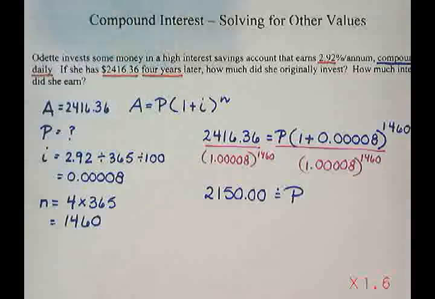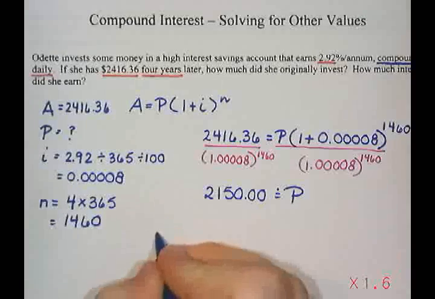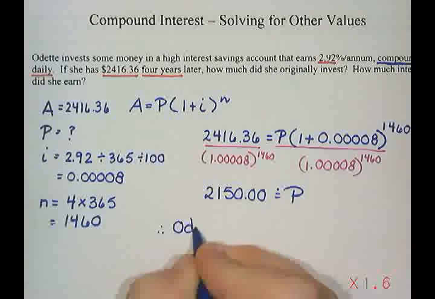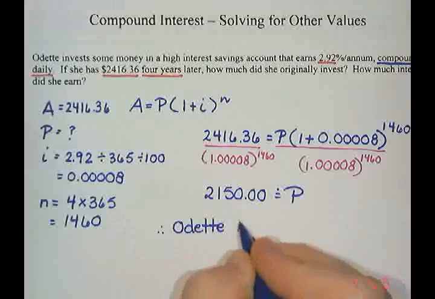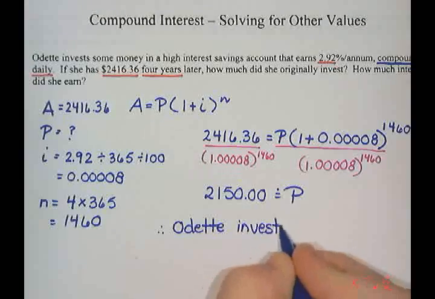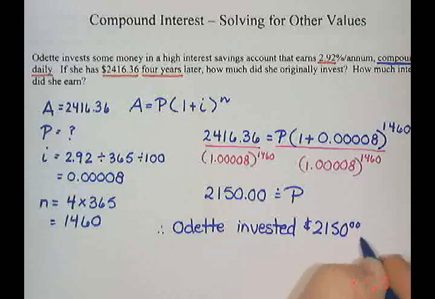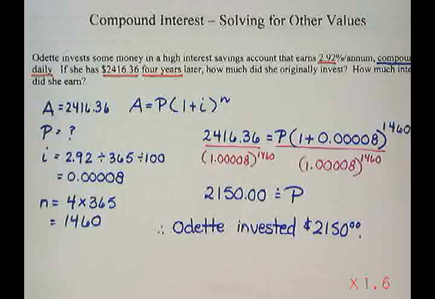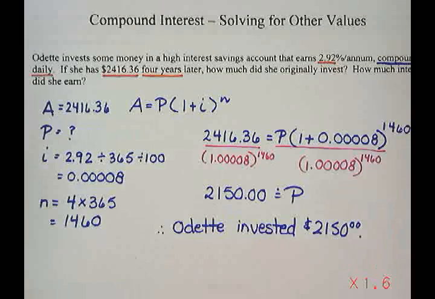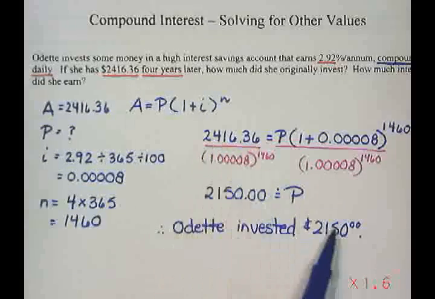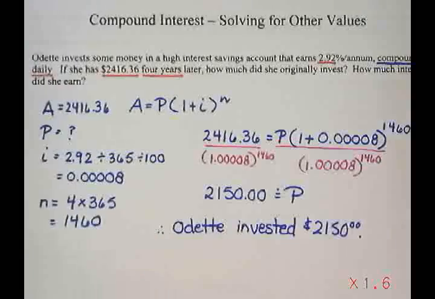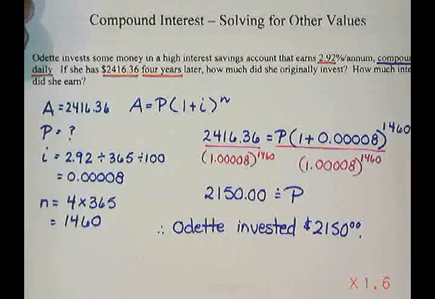Okay, so that's the first part of the question. Odette originally invested $2,150. Now, one way to check to see if we're in the right ballpark here is that it should be less money than she finished with. So if you end up getting that she invested more money than what she ended with, that's not a good sign. And I also notice it's not a huge difference. It's about $300 or less. So I feel like that's a reasonable amount of interest for her to have earned.